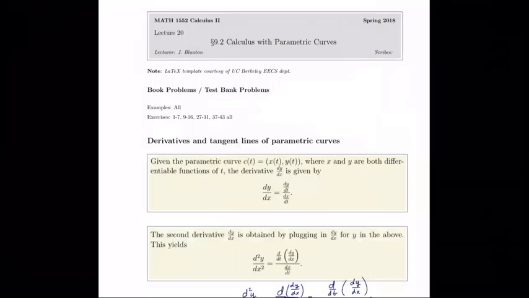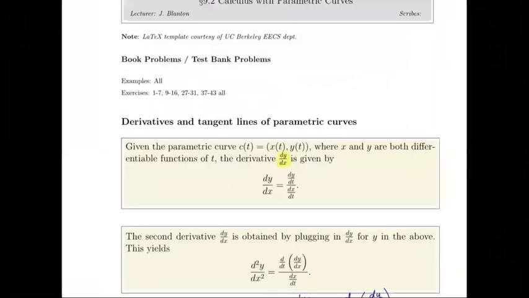And that's given by the first box here. If we have a parametric curve C of t with components x of t, comma y of t, where x and y are both differentiable functions of t, then the derivative dy/dx, this is the same derivative we've always more or less dealt with, is equal to dy/dt over dx/dt. So what we're seeing here is you take the derivative of y with respect to t, then you place it over the derivative of x with respect to t. So we'll do an example just to make sure that's absolutely clear.